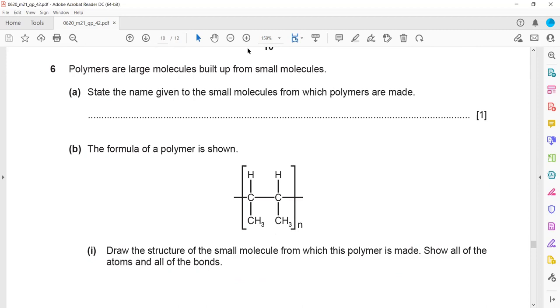The polymers are large molecules built up by small molecules. So when large molecules are formed by the small molecules, we call that a polymer. State the name given to small molecules. So what we call these small molecules, the name given to small molecules, they are known as monomers. Small molecules are monomers and the large molecules are polymers.